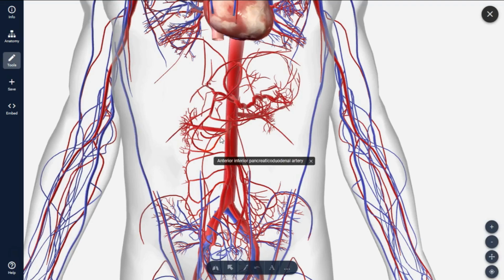One is inferior pancreaticoduodenal, then we will be having middle colic, and then right colic, and later the iliocolic artery. So these will anastomose with each other by means of ascending and descending branches, which I will explain to you in a diagrammatic representation.